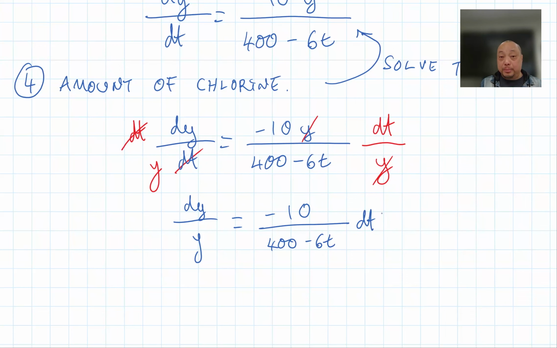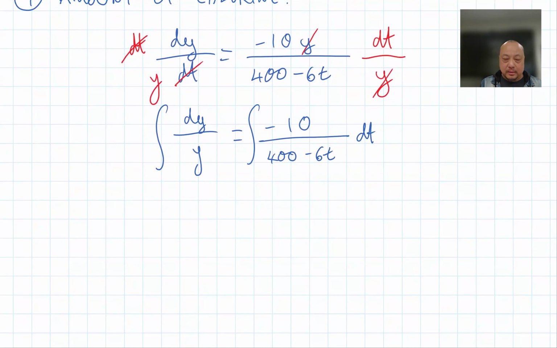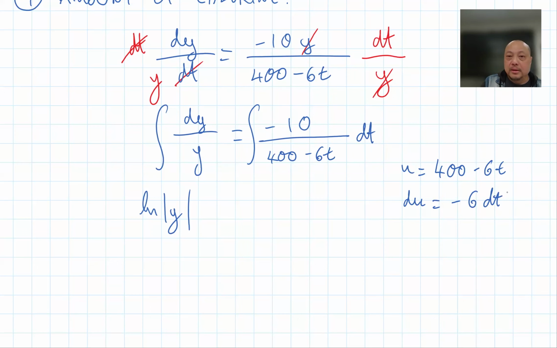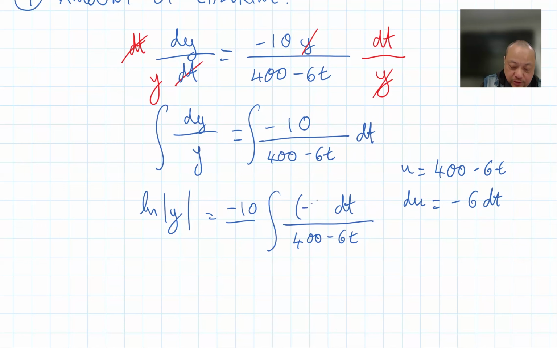it is now separable, so I can integrate both sides. And on the left, I have ln of y. And on the right, I do a u substitution where u is equal to 400 minus 6t. du is negative 6 dt. So I'm going to rewrite like this. I'm going to put the negative 10 on the outside. I multiply by negative 6 and divide by negative 6.